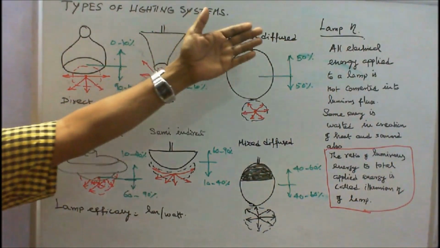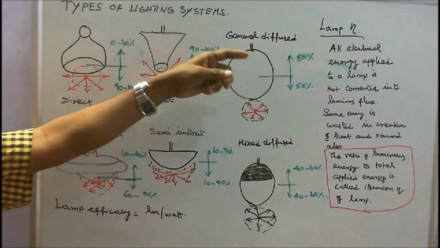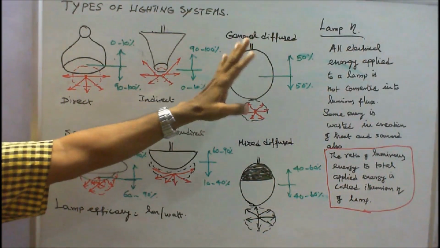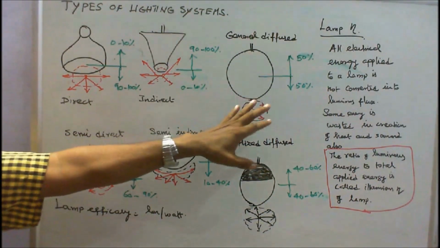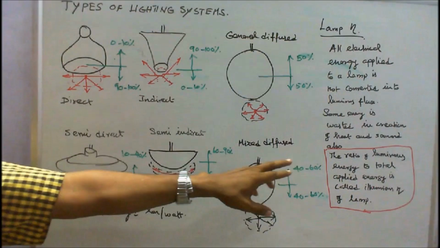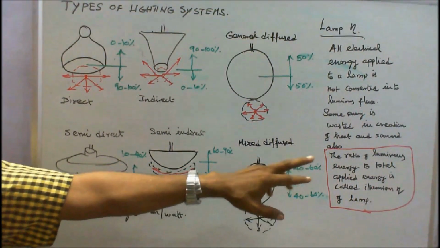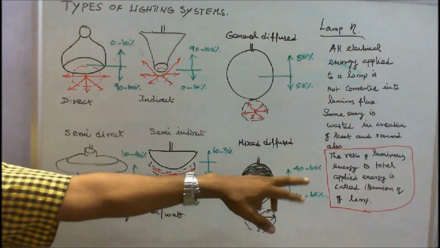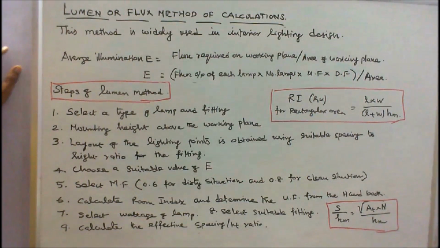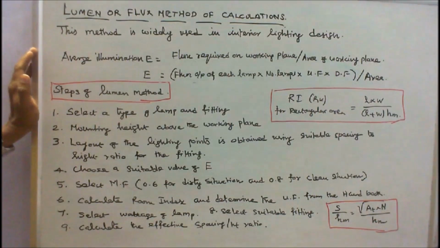In the case of lamp efficiency, all electrical energy applied to a lamp is not converted into luminous flux. Some energy is wasted in the creation of heat and sound also. The ratio of luminous energy to total applied energy is called luminous efficiency of the lamp. In the lumen or flux method of calculations, 9 steps are involved. This method is widely used in interior lighting design.